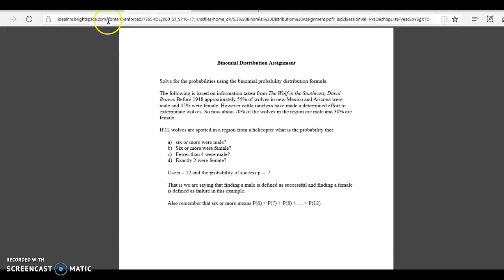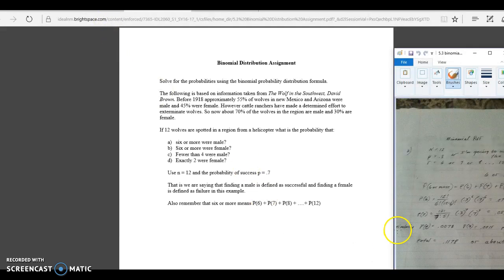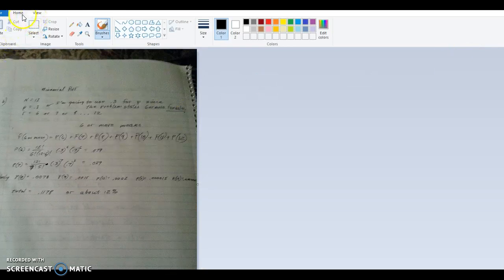I'm going to do this two ways. I did it one way here on paper. Let me show you. Let's go ahead and get this up here. On this one, I'm just using the binomial distribution formula, where I have n factorial over r factorial times n minus r factorial, and then p to the r and q to the n minus r. Q is 1 minus p. So if I use 0.3 as p, I'll be using 0.7 as q, or 1 minus p.